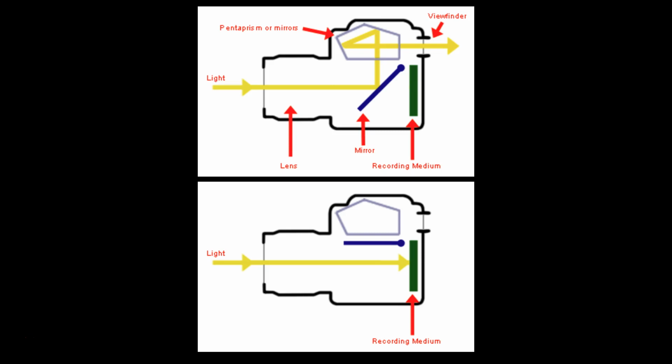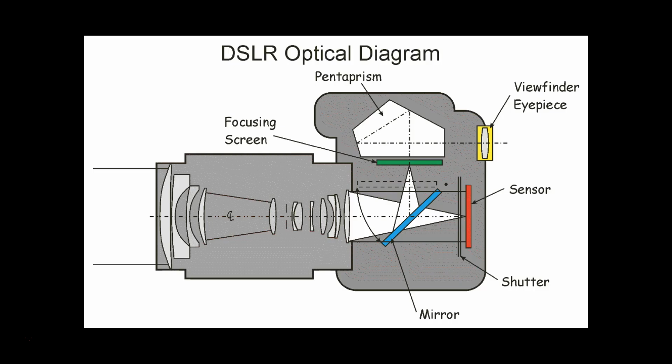When you click your shutter, it moves the mirror and light will record on the recording medium, whether it is your camera sensor or film. Here's another diagram, and this one includes the lens. So the mirror is not your shutter. Your shutter is a separate mechanism, but the mirror will open and close as you work.